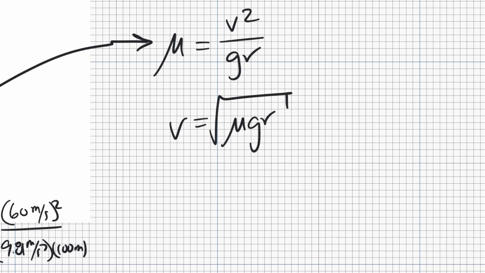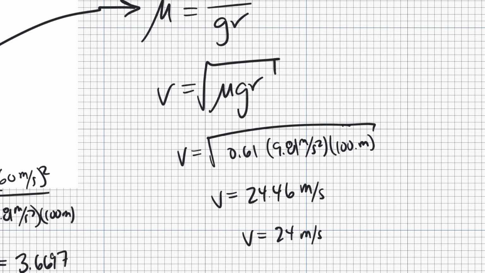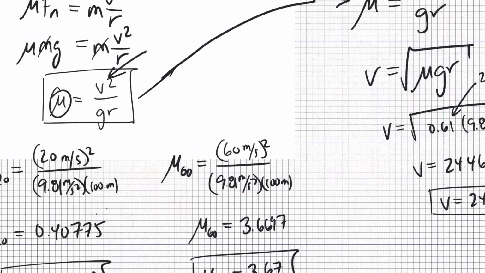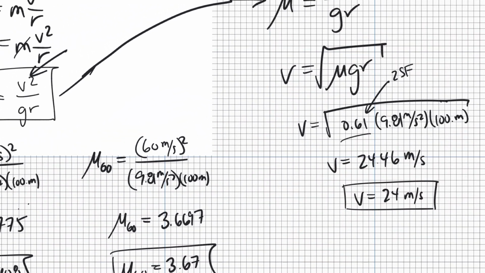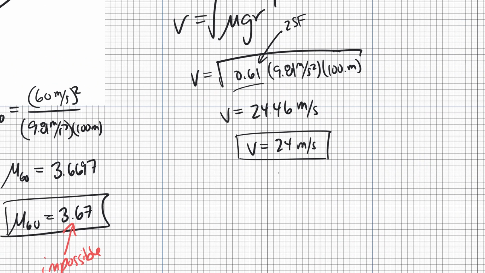Okay, so if I plug in those numbers of 0.61, 9.81 meters per second squared, and a radius of 100, I end up with a velocity, with two sig figs, of 24 meters per second. Okay, which seems reasonable, right? The coefficient of friction is larger than that necessary to make the turn at 20, so we should be going a little bit faster, and we were, in fact, able to go a little bit faster. So that passes the smell test. All right, so now we're going to get into the most interesting parts, okay?